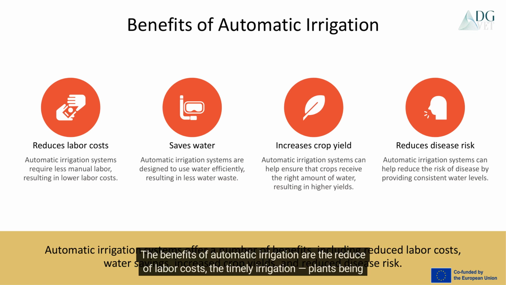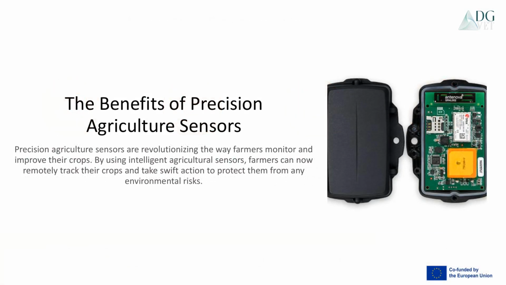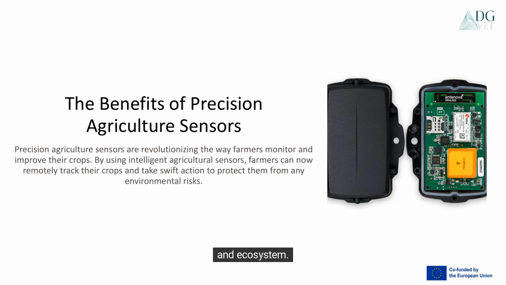The benefits of automatic irrigation are the reduced labor costs, the timely irrigation, plants being watered when needed, the management of higher flow rates, the accurate cutoff of water compared to manual checking, the reduced runoff of water and nutrients, and the reduced costs for vehicles used to check irrigation. Precision agriculture sensors are very efficient in agriculture because they transmit data that helps farmers not only to monitor but also to improve their products and keep abreast of changes in the field and ecosystem.